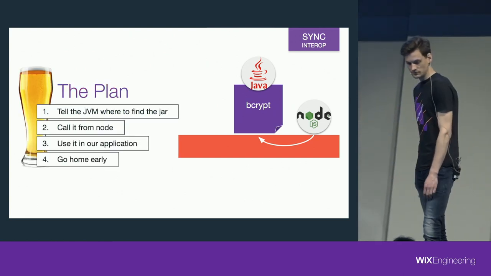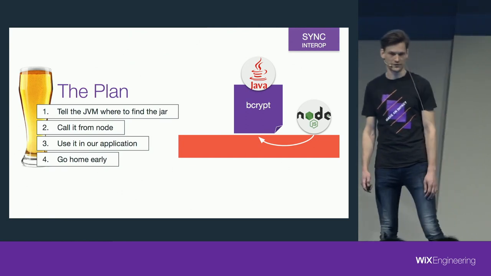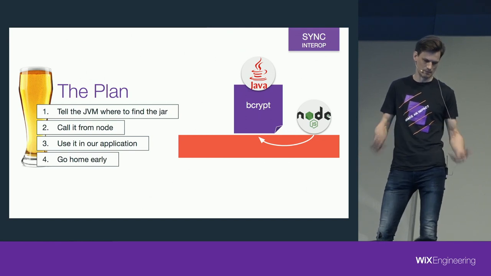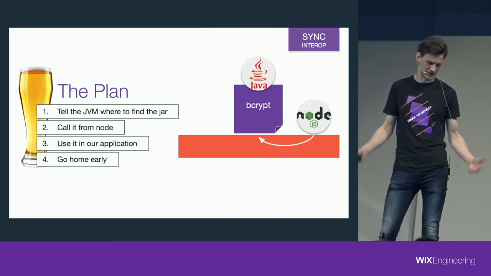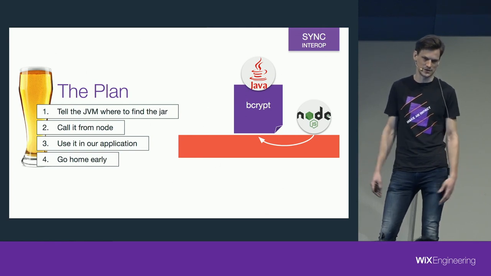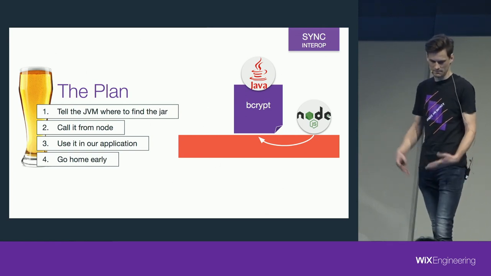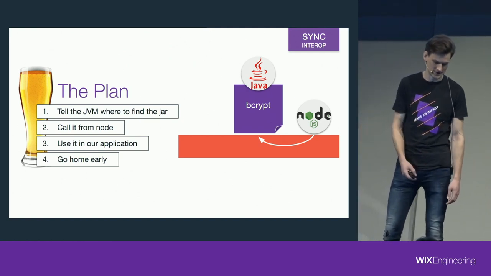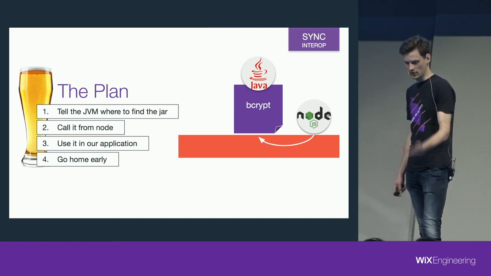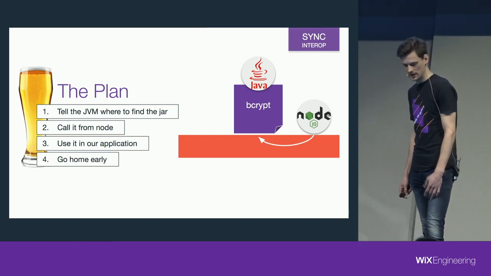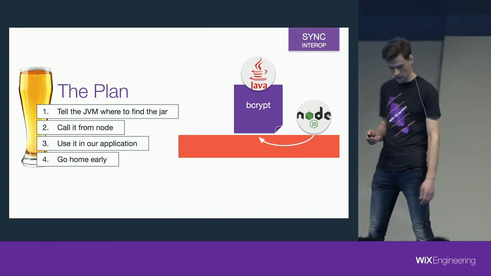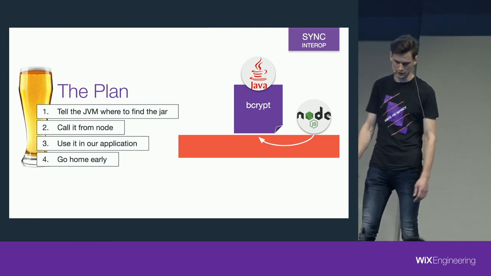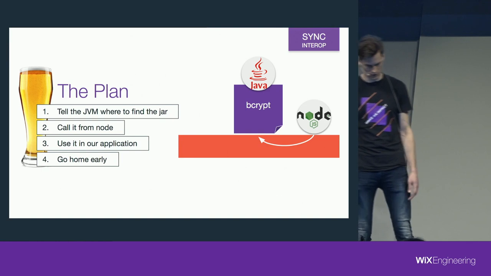So the plan. First of all, we'll need to somehow tell the JVM where to find the jar, because, well, when you're running this Node.js binary with the --jvm flag, there still has to be a JVM somewhere, and it can't just magically find the jar. Then we'll see how we can call the functions in the library from Node. Then we'll integrate it into our application, and if all goes well, we'll get to go home early, because we just re-implemented a huge chunk of code that we don't need to re-implement again in Node or C or whatever.